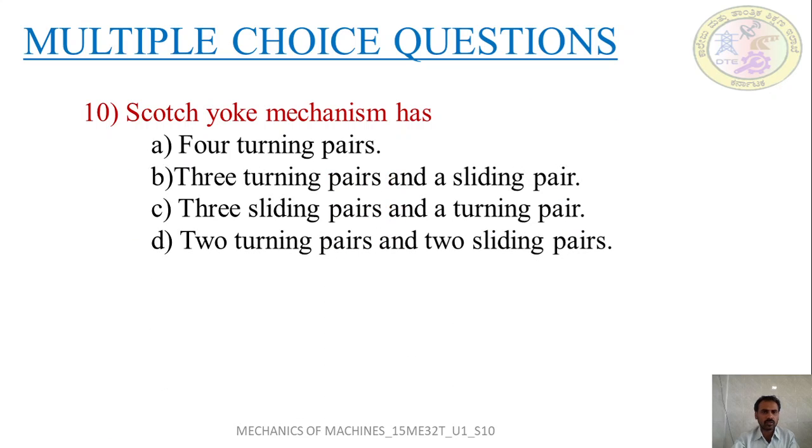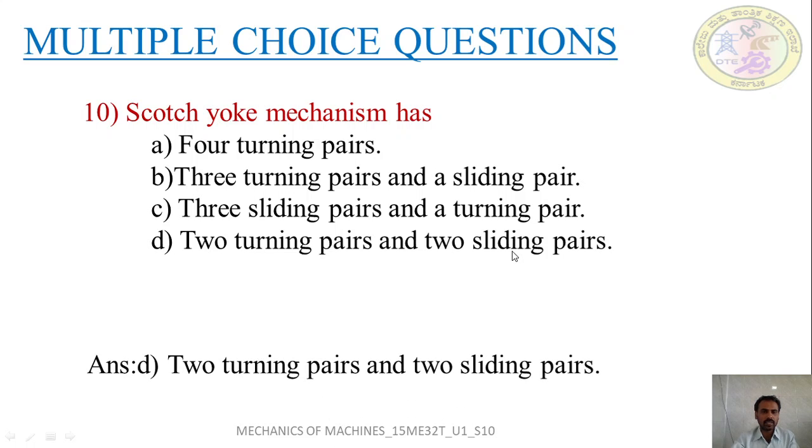The next and last question is, the Scotch-Yoke mechanism has 4 turning pairs, 3 turning pairs and a sliding pair, 3 sliding pairs and a turning pair, or 2 turning pairs and 2 sliding pairs. The answer is 2 sliding pairs and 2 turning pairs.